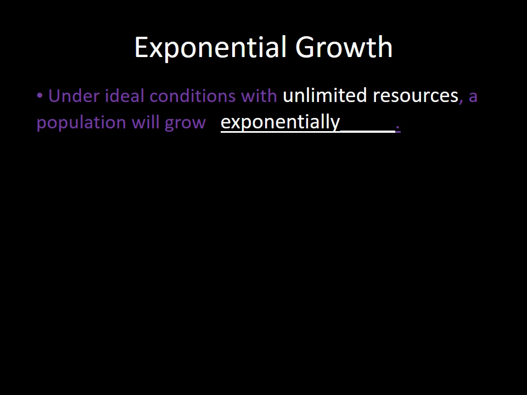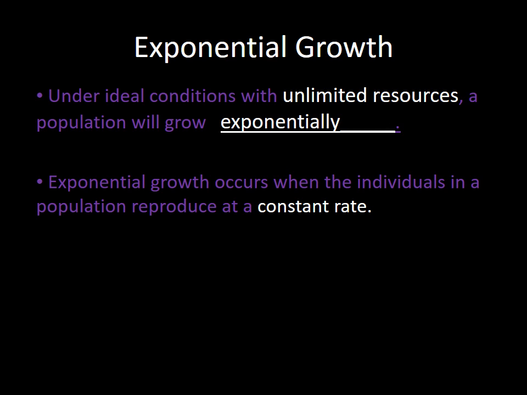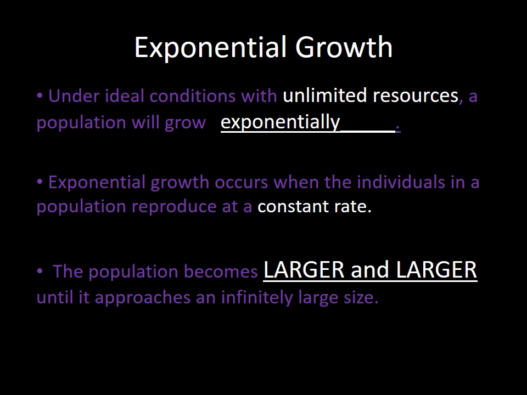There are two mathematical models of how populations actually grow. The first one is exponential growth. This is the type of growth you see under unlimited resources, so under ideal conditions. When you have unlimited food, unlimited water, unlimited space, you're going to see your population grow exponentially. Exponential growth occurs when the population is reproducing at a constant rate, so it keeps on increasing and it's never going to stop. The population just gets larger and larger, and it's never going to slow down.